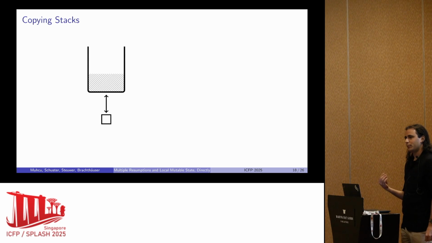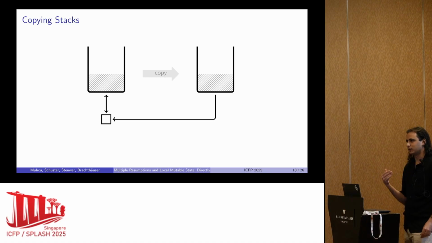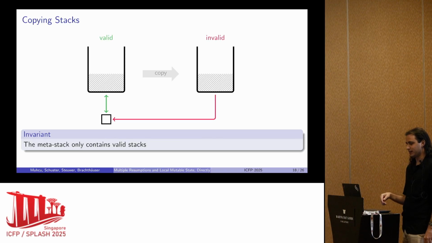And how does copying look like? If we copy a stack, the copy still points to the same prompt as before. But this introduces a problem because the prompt can only point to one stack at a time. We call the stack that is pointed to by the prompt the valid stack, and the other one invalid. And we also introduce an invariant at this point, that the meta stack may only contain valid stacks.